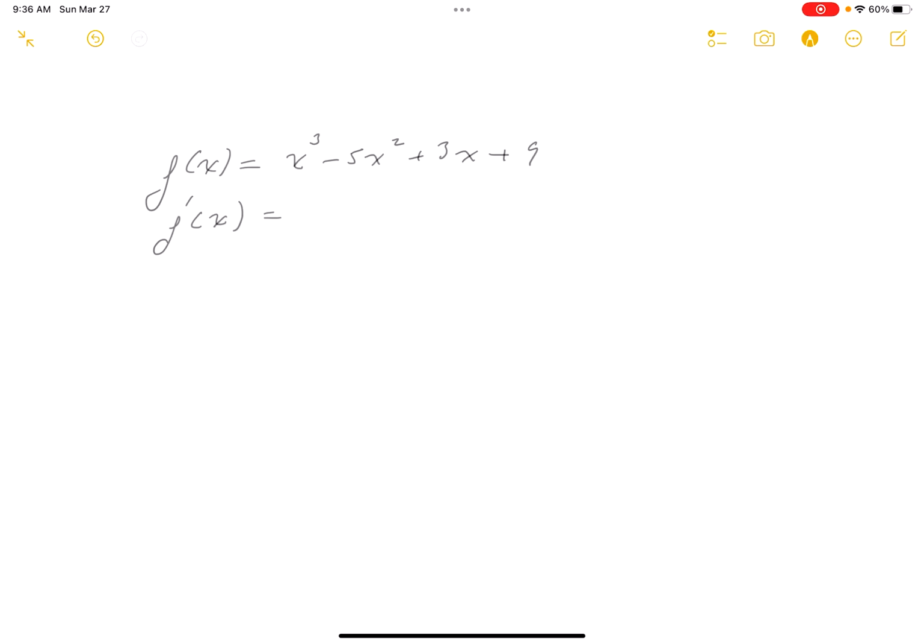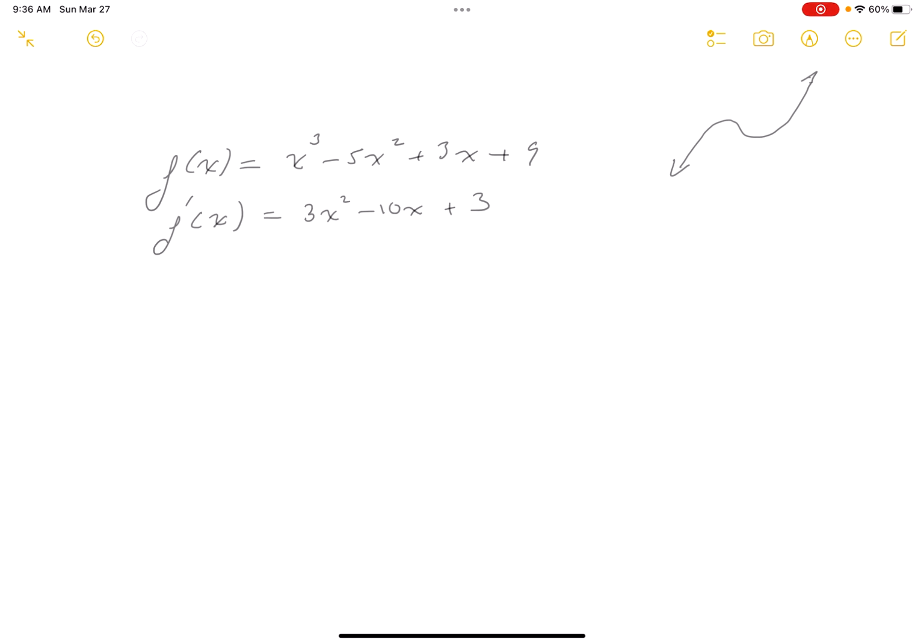Now, by the way, I know it's a cubic polynomial. I know it's going to sort of look like this over here, all right? And sort of like that. So taking the derivatives might be somewhat helpful. And it's going to be 3x squared minus 10x plus 3.